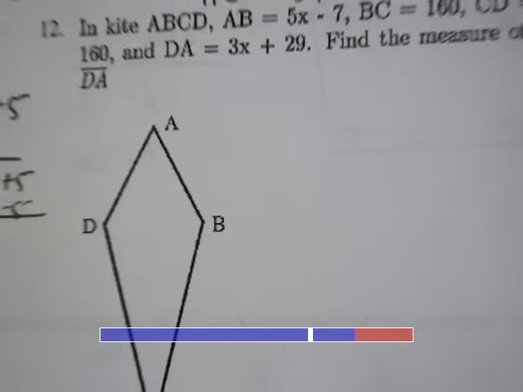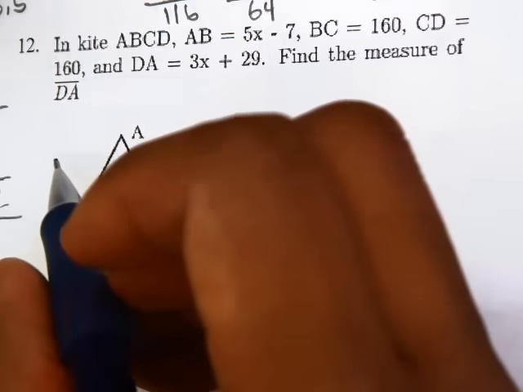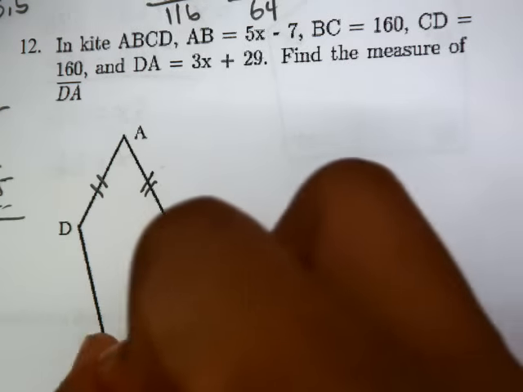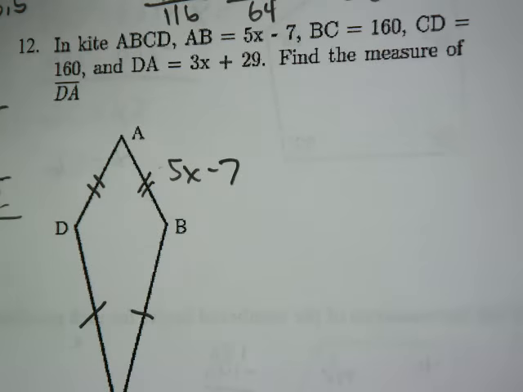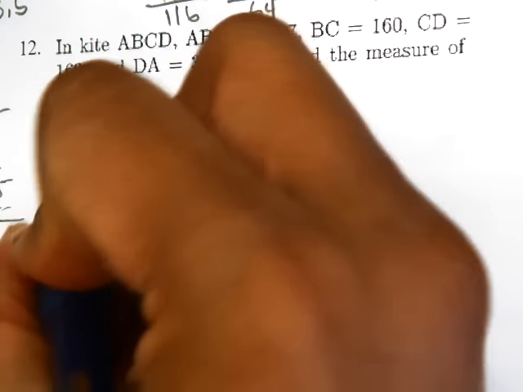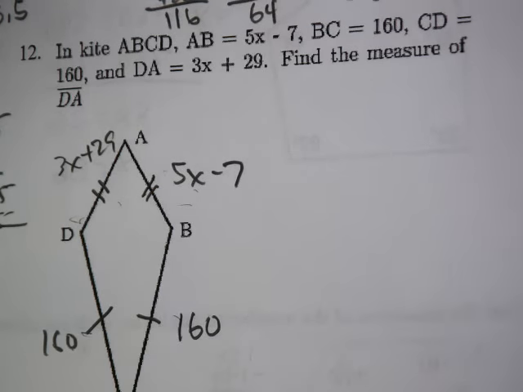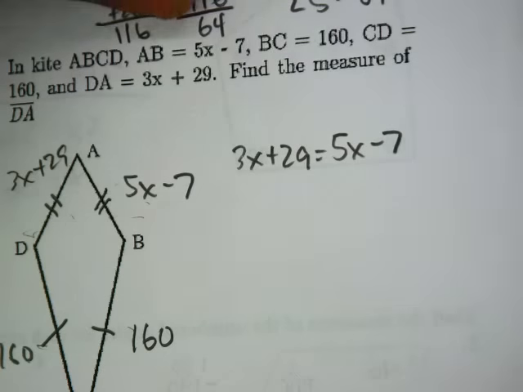Number 12, I have a kite. In a kite, I know that there are 2 pairs of congruent sides that are not opposite. So AB should be equal to AD, and BC should be equal to DC. They tell me AB is 5x minus 7, BC is 160, CD is 160, and DA is 3x plus 29. So those 2 sides should be equal. These 2 sides are already equal.